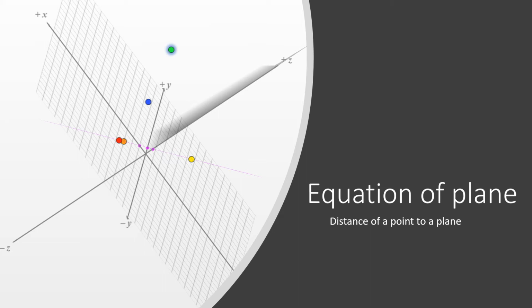Hi everyone. So we are in the equation of plane again, but this time we are going to look at how to find the distance from a point to a given plane. So in this example, we will be looking at the blue point here, and we want to find the distance to this plane which is given in purple.